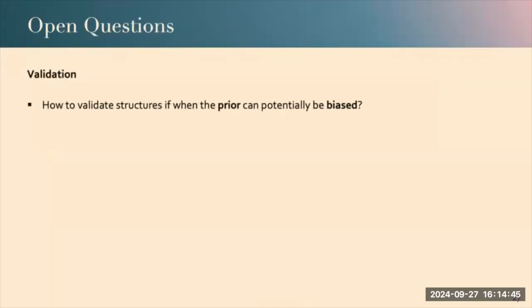First, the question of validation, I think, is crucial here. How do you validate the structure now that you're using a prior that can potentially be biased? To come back to this validation process in cryo-EM, what people usually do is split the data set in two halves, give those two halves to the reconstruction method, and see how the output differs, which is a way to quantify the variance of your estimates, but you cannot estimate the bias. In this case, since we're using a prior that can potentially be biased, I think this can be an issue.